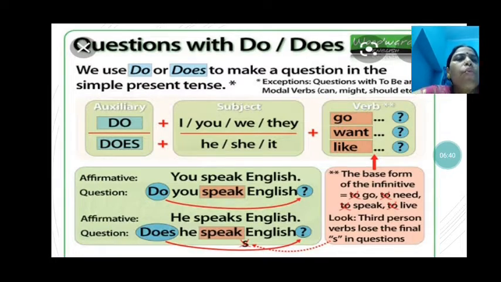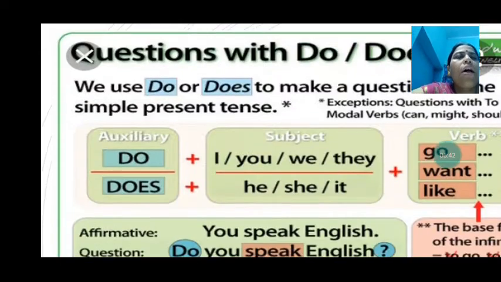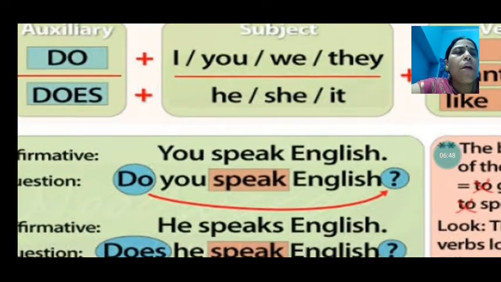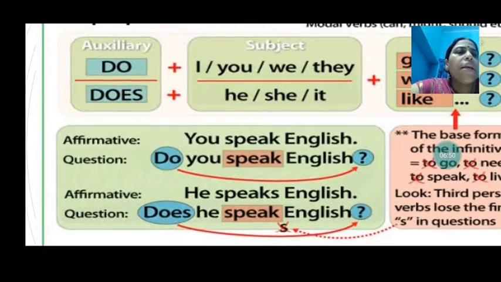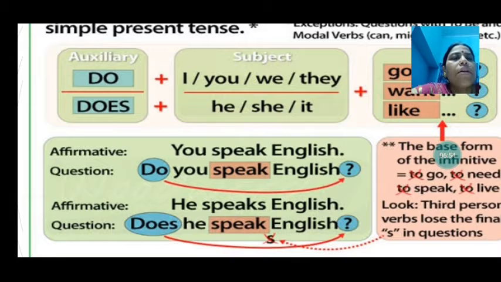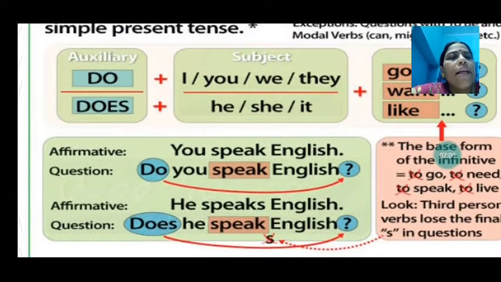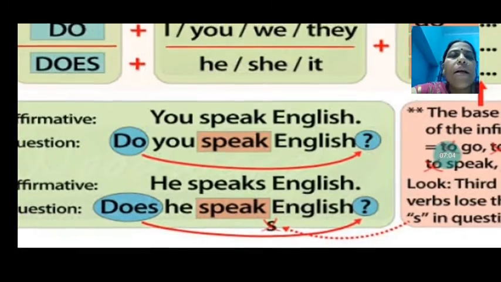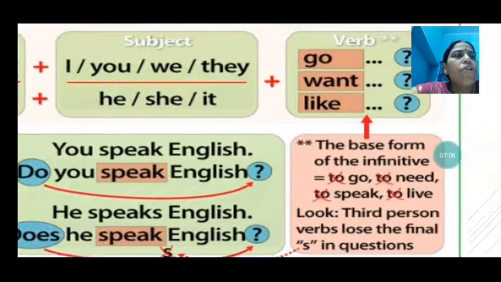Now see, you speak English. Now how will you change it to a question? So what we have seen, with you, what will we use? Do. Now how to ask? Do you speak English? Then he speaks English. Now with he, what do we use? We use does. Okay. He speaks. Now see, s is there with he. And what has it become? Does he speak English?